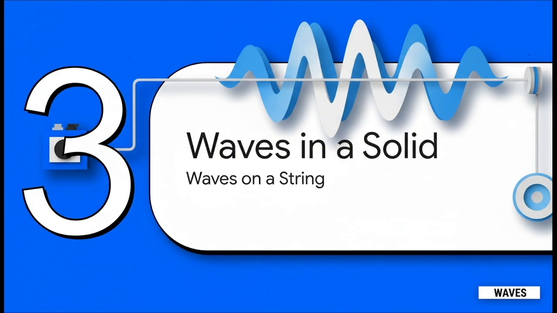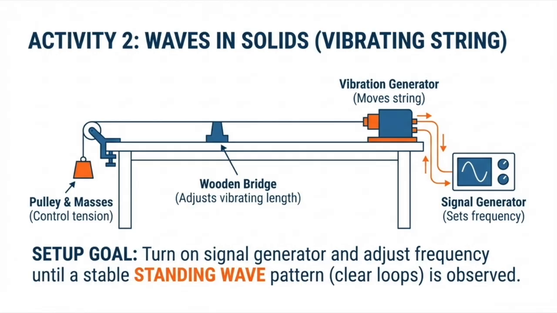So that's water sorted. But what about waves in a solid? Let's switch gears and see how we can apply the same principles using a string and something called a vibration generator. The principle here is very similar. This time, our frequency comes from a signal generator. We slowly change that frequency until we hit a sweet spot, and the string starts to resonate, creating a really clear standing wave pattern. It's a bit like pushing someone on a swing, you know? You have to push at just the right frequency to make them go higher and higher. The mass on the end, that just keeps the string pulled tight.